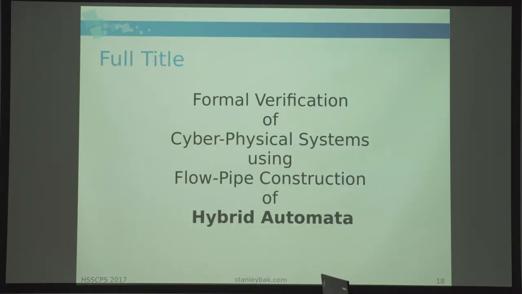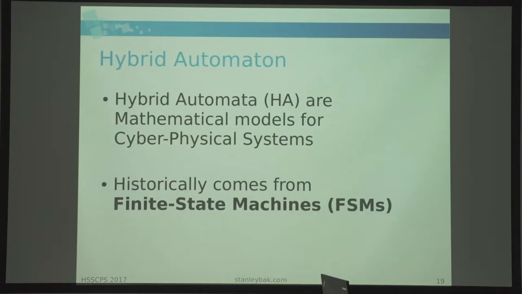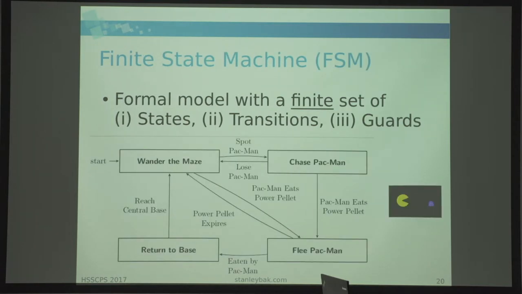So that was formal verification. Hybrid automata. I mentioned that when you do formal verification, you need a mathematical model of a system. Hybrid automata are these mathematical models for cyberphysical systems. Historically, they've come, in my mind, out of finite state machines, and they look very similar when you draw them. A finite state machine looks something like this. There's a set of modes.